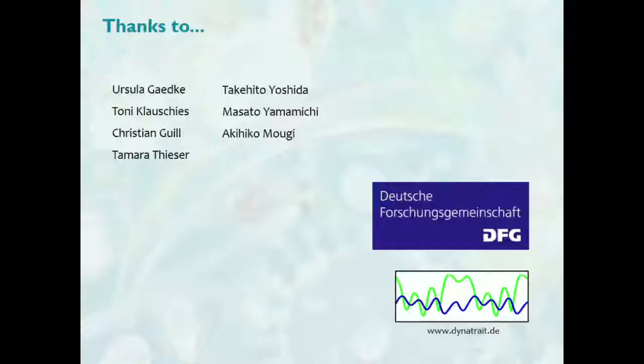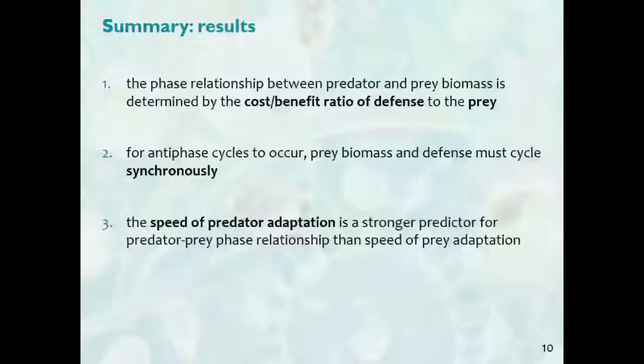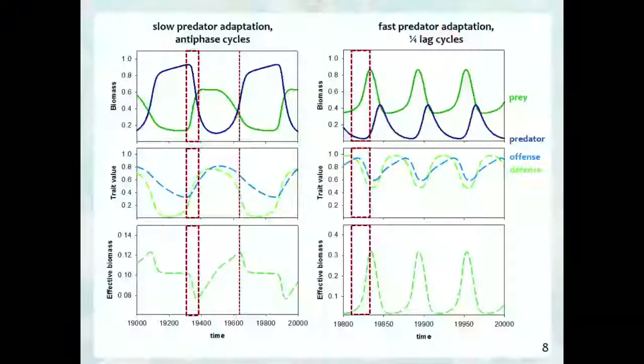So you find that when predator offense evolves rapidly, you get these regular-ish quarter-lag cycles. But you also show just in these that there are very rapid crashes because they're essentially able to eat everything almost. If you translate this model from an ODE to a stochastic ODE, so that you can have extinction then, do these results still hold?